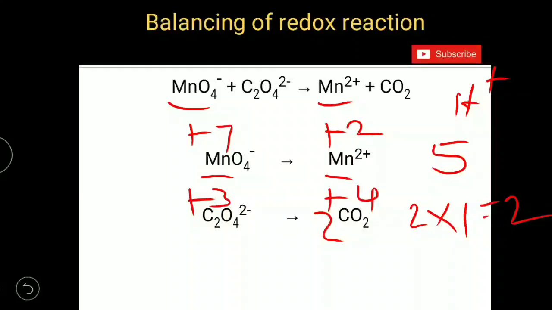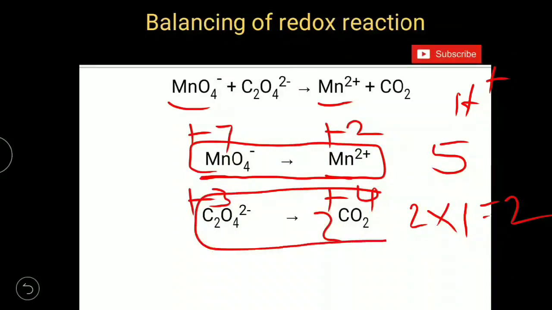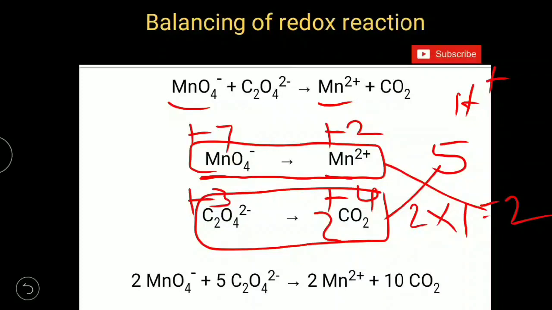And we need to multiply both the half equations by these n-factors in crisscross. So the equation of permanganate should be multiplied with 2 and the equation of oxalate should be multiplied with 5. And add both the equations. So 2MnO4- plus 5C2O4 2- gives 2Mn2+ plus 10CO2.